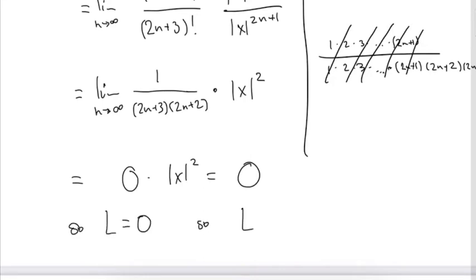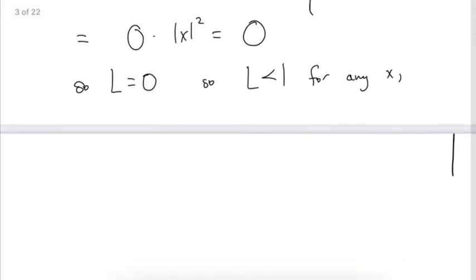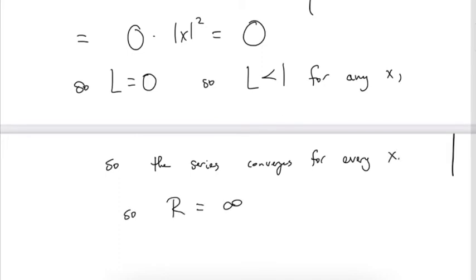So L is less than 1 for any x. And that means the series converges for every x. So the series converges for every x. So the radius of convergence is infinity, is the way we write that.